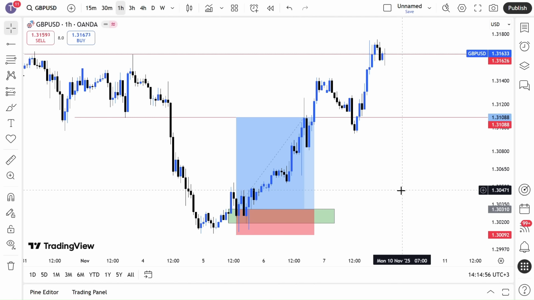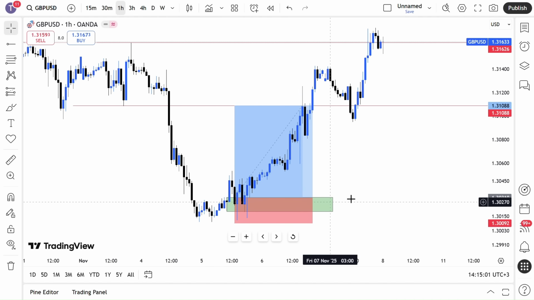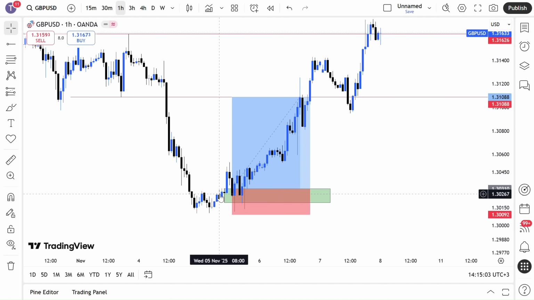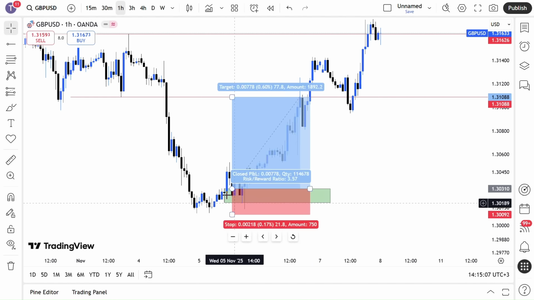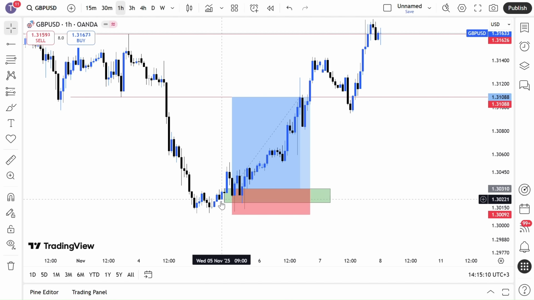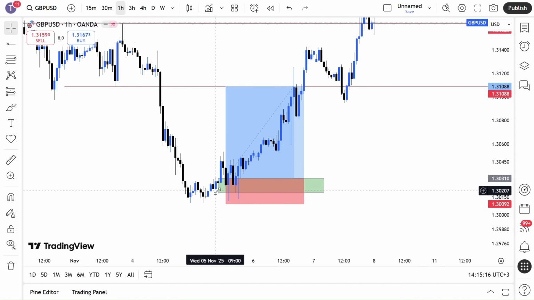So here I have GBPUSD, and as from our last video, I told you guys I'll be looking for buys from this order block. The price used this order block as liquidity because there was no present liquidity to be taken out before the price tapped into this order block. So I told you we will be looking for buys from this order block, and our stop loss should obviously be down here because the price was trying to form a double bottom down here.